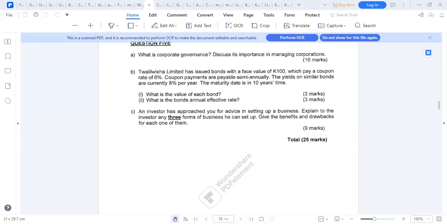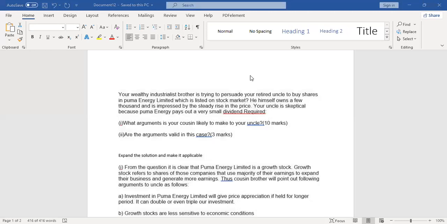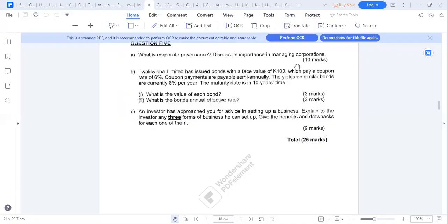Anyone else? What is corporate governance, and what is its importance in managing corporations? That's 10 marks.